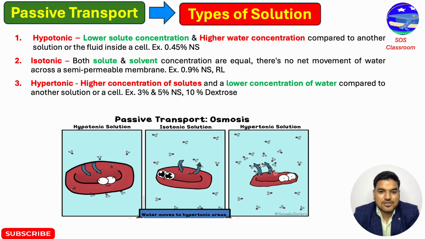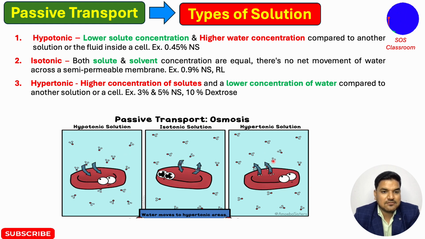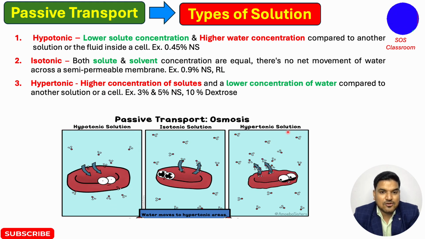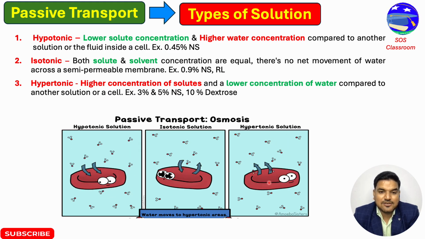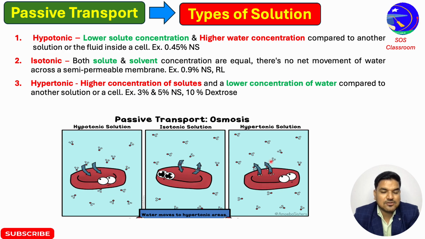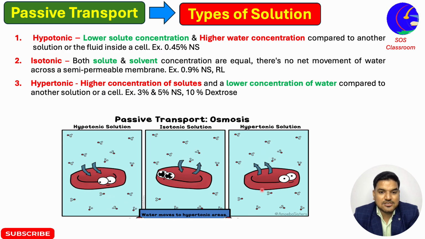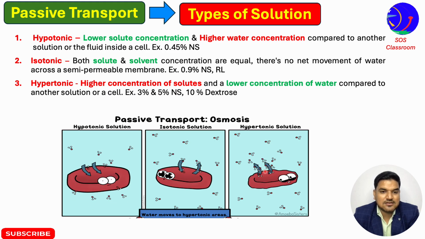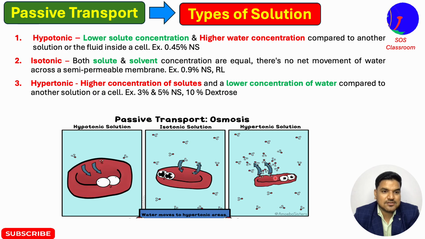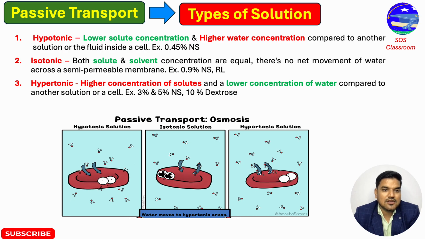In the hypertonic solution, the solution is hypertonic, but the solvent inside the cell is at a lower concentration. Then solvent from the cell moves toward the hypertonic solution. Then constriction of the cell occurs and swelling of the body is reduced. So these are the three types of solution.